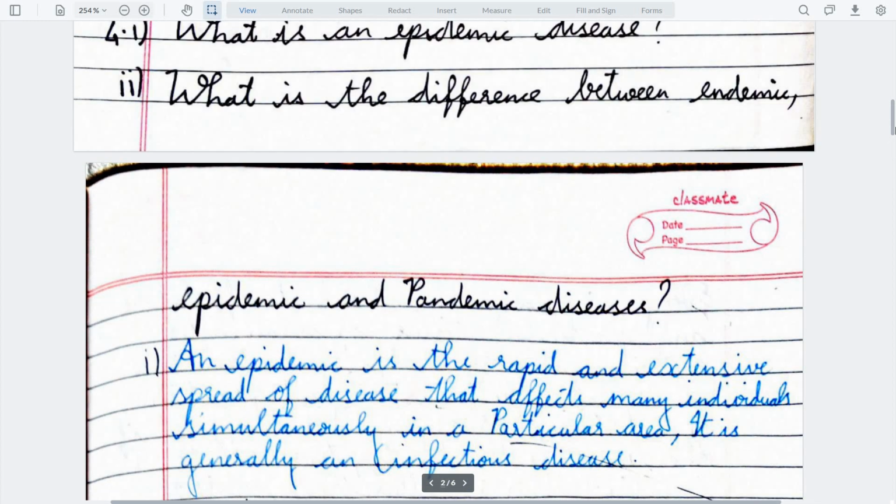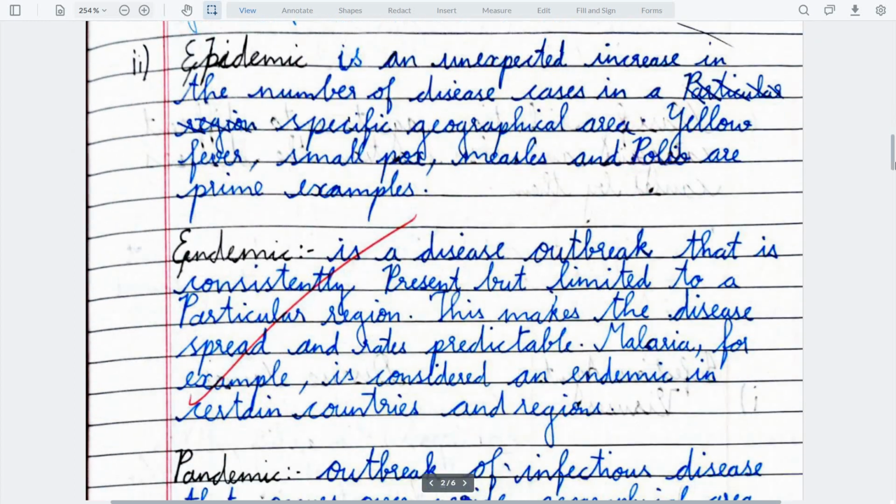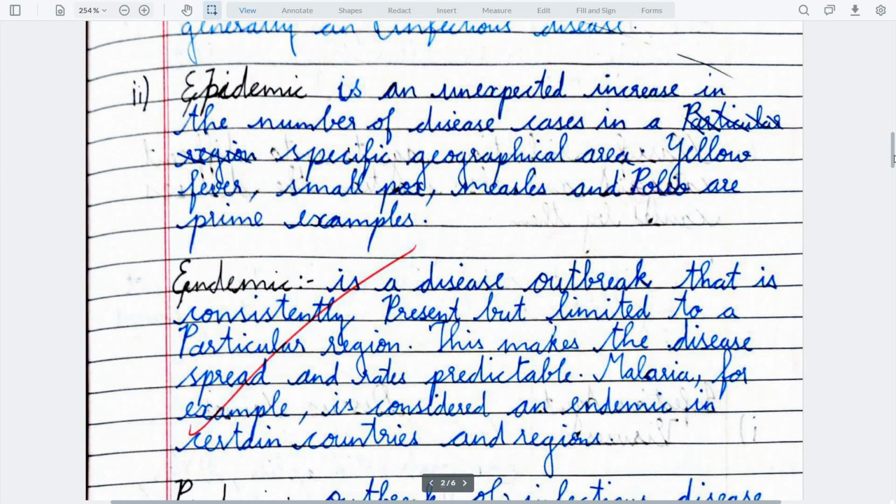What is the difference between endemic, epidemic and pandemic diseases? Epidemic: it is an unexpected increase in the number of disease cases in a specific geographical area. Yellow fever, smallpox, measles and polio are prime examples.